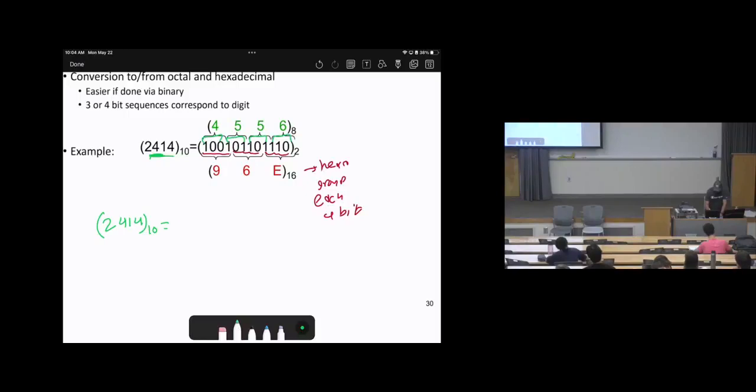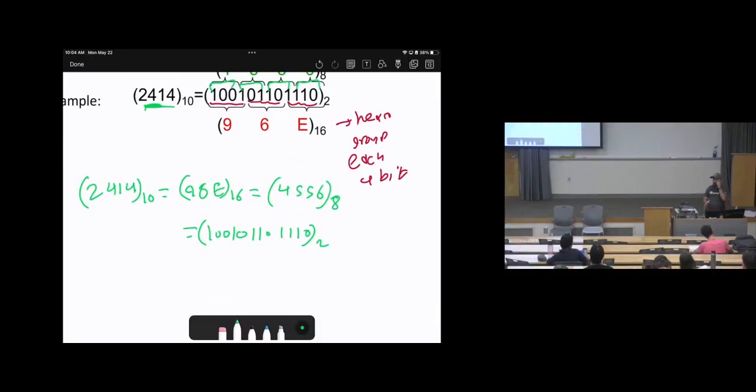96E in hexa, which is equivalent to 4556 in octal, which is the same as 1001 0110 1110 in binary. So we realize they are all the same number. Different representation, but they are all the same number, like different masks, while they are all the same person. Okay?